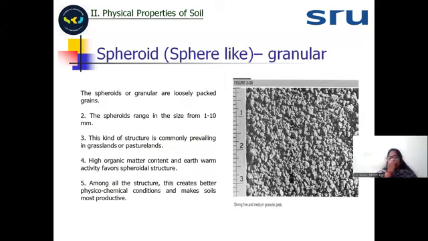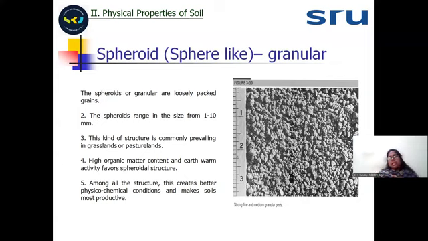So first one is sphere-like structure or spheroidal structure. In this structure, each aggregate is in the shape of a sphere. This is nothing but single grained structure. This sphere-like structure is further classified into two types. One is granular structure and the other one is crumbly structure. In granular structure the porosity will be less, whereas the crumbly structure will have a high amount of porosity in its aggregates.